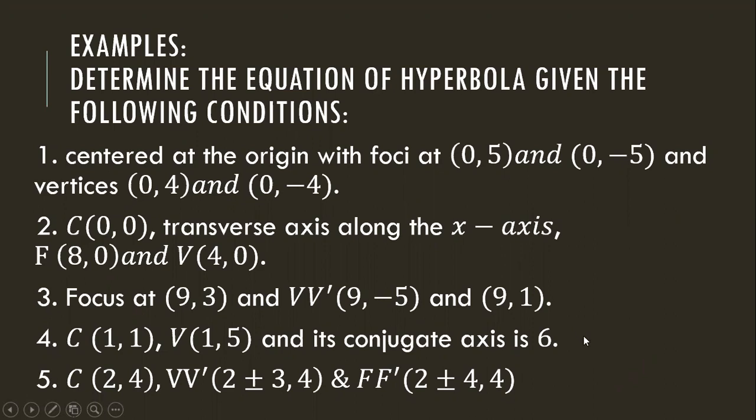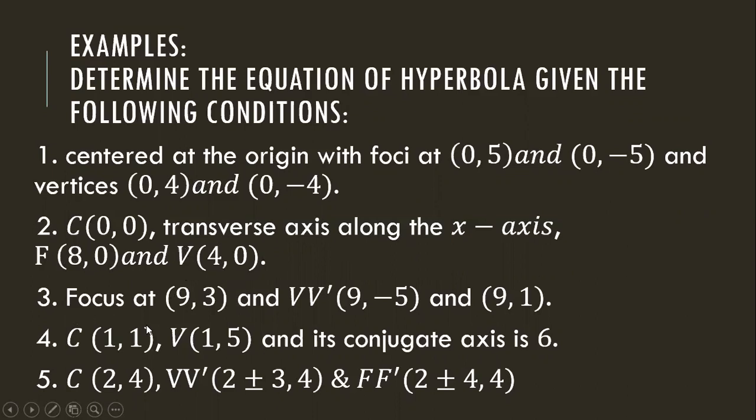Okay, so now let us get the equation of the hyperbola given the following conditions. Number one, centered at the origin with foci at (0, 5) and (0, -5) and vertices (0, 4) and (0, -4). Number two, center at (0, 0), the transverse axis is along the x-axis, the focus is (8, 0) and the vertex is (4, 0).